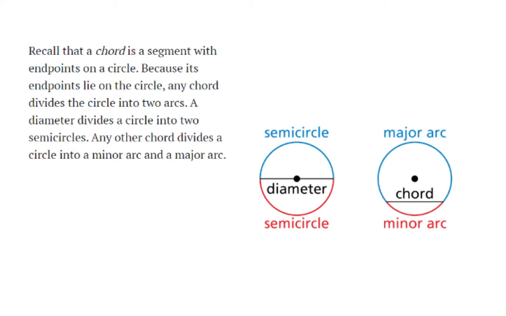So we want to just recall here that a chord is the segment with the endpoints on a circle. Because its endpoints lie on the circle, a chord divides the circle into two arcs. Sometimes it divides it into a major arc and a minor arc. If that chord happens to be a diameter, it divides the circle into two semicircles. If it's not a diameter, it divides the circle into a minor arc and a major arc. And we've talked about that already.